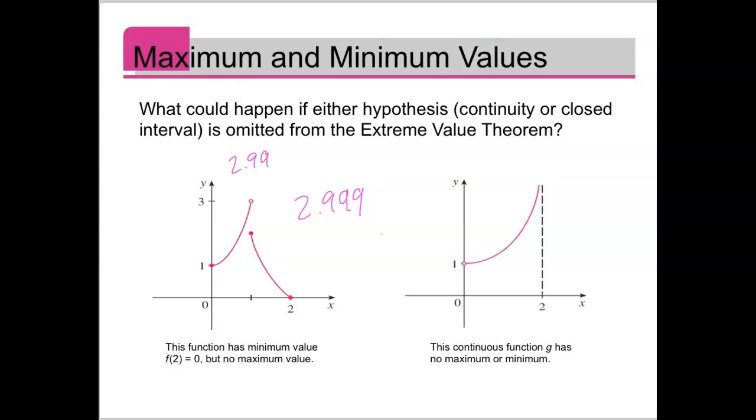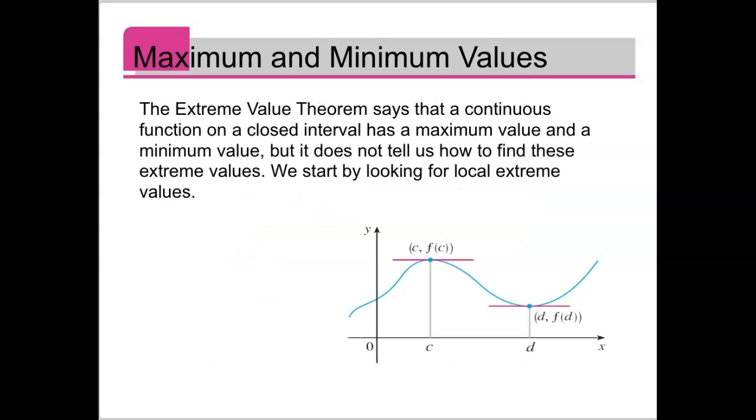The other thing, if it's not a closed interval, then you could have like a vertical asymptote at one of the endpoints, and then this just gets infinitely large, and there's no endpoint, right? So this is an example of a function that has no maximum or minimum, because again, that's an open point. So it's bounded below by 1, but it never actually reaches 1 on the bottom. So you need both those conditions for the extreme value theorem to hold.